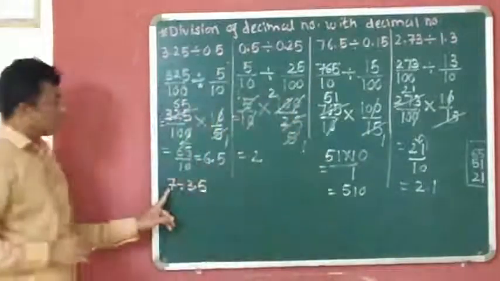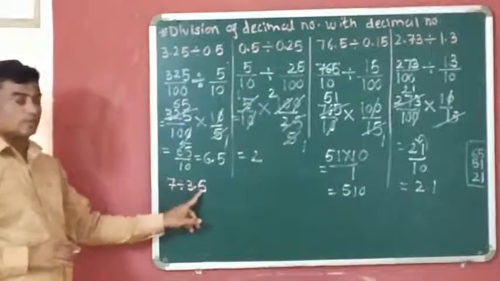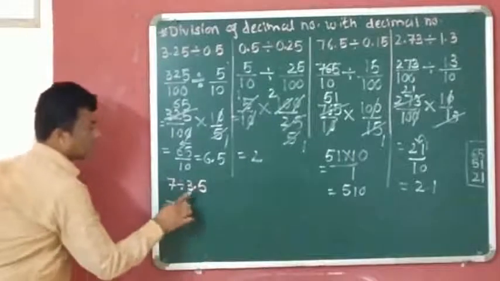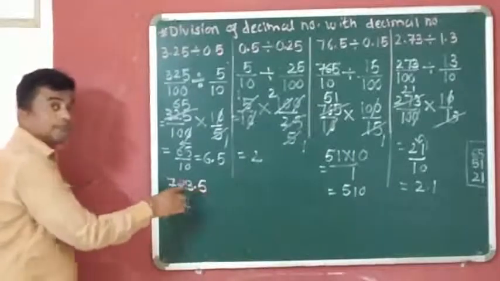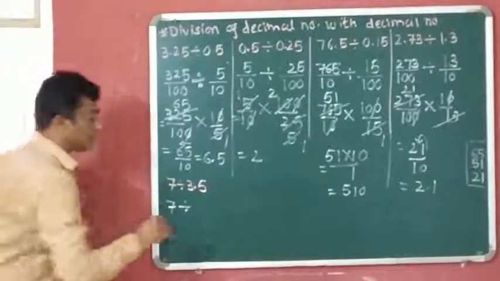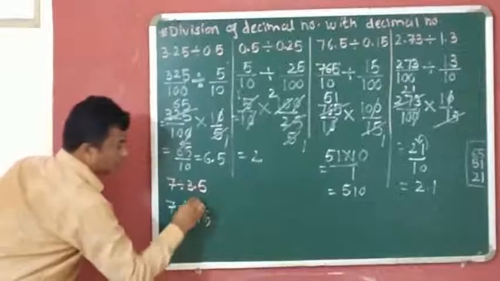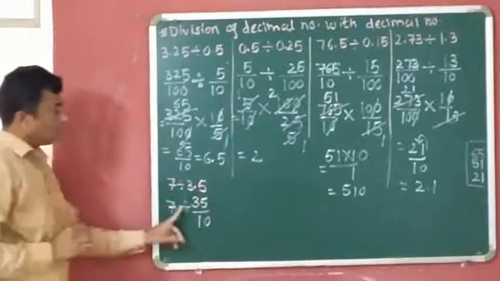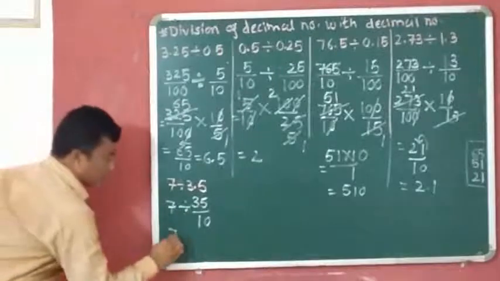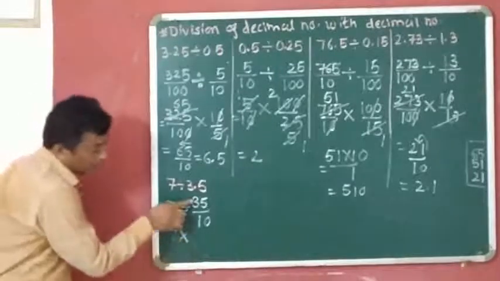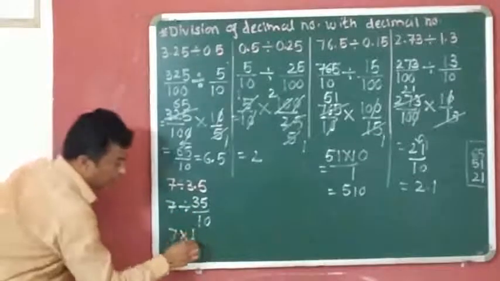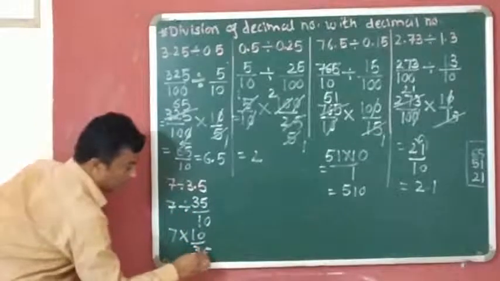Now next, 7 divided by 3.5. 7 is a whole number, so 7 only. This is the dividend. Now 3.5 has 1 digit after the decimal point, so downside we can write 10, and upside 35. Now this divide sign we have to convert into a multiply sign. So 7 multiplied by the reciprocal of 35 by 10. So 10 will go upside and 35 downside.